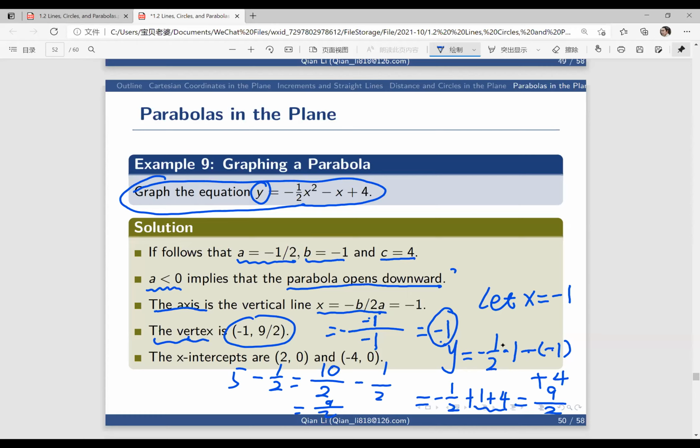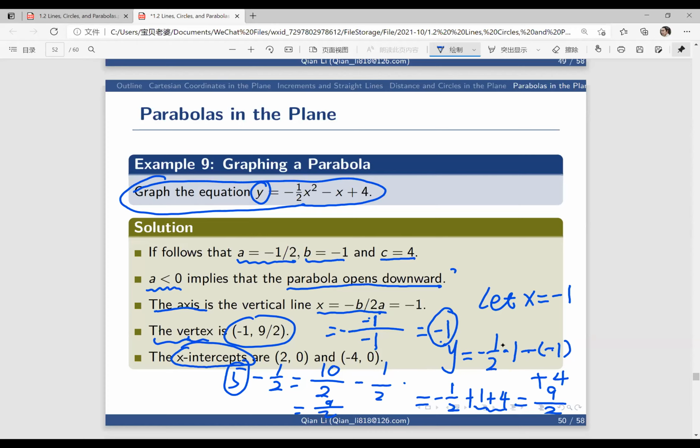Huh? 10/2, how could that be? 5. This is 5. This is -1/2, right? 5 is equal to 10/2, right? And -1/2 will be 9/2, right? Okay. The next one we need to compute is the x-intercept.